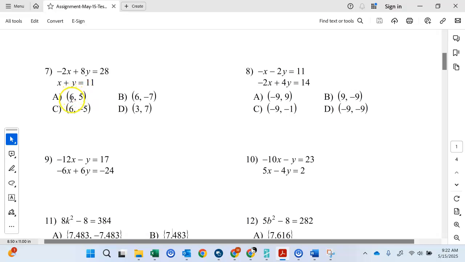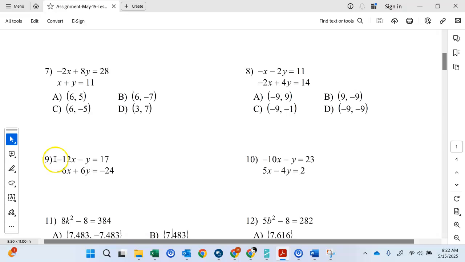Again, here you can take 6 and 5. Remember, the first one's always the x. You can plug it in, and you can try it to see if it works on the 28. And if it works, then also try it to see if it works right there. And if it works on both, that's the correct answer. So that's plugging in the answer choices.